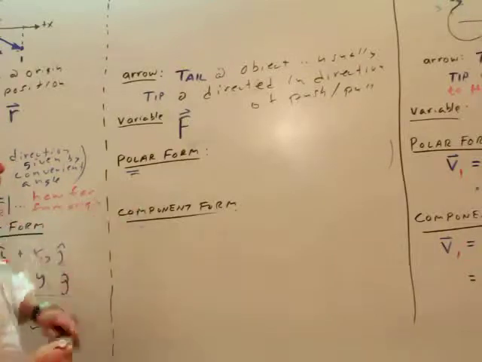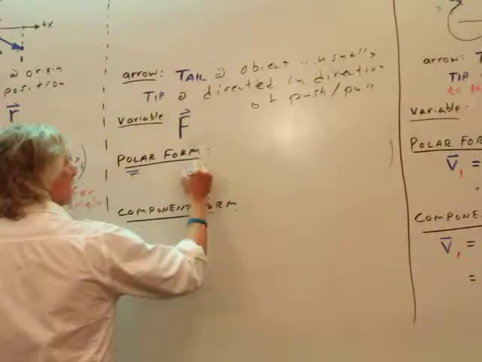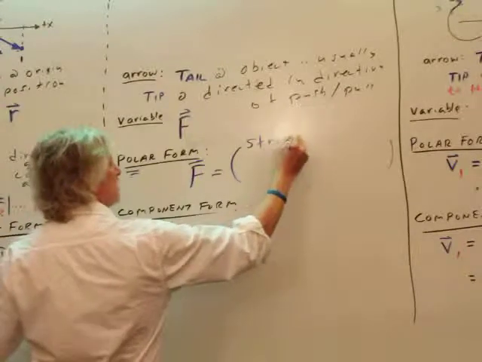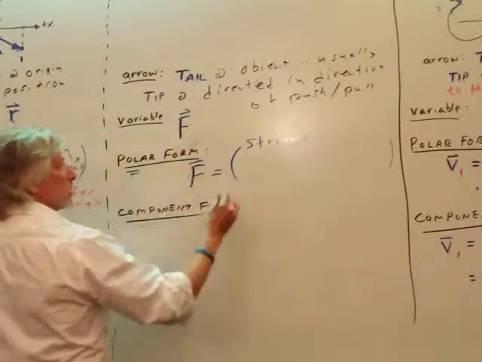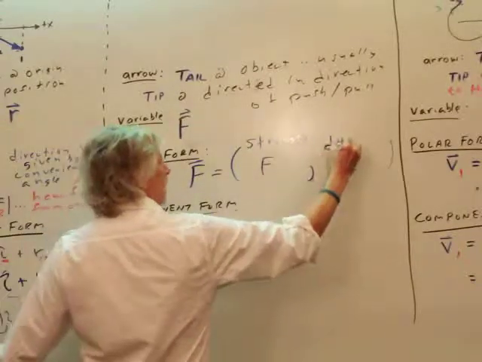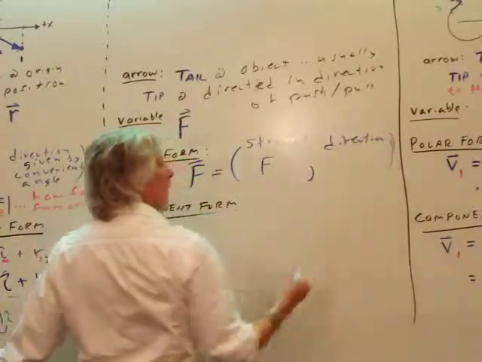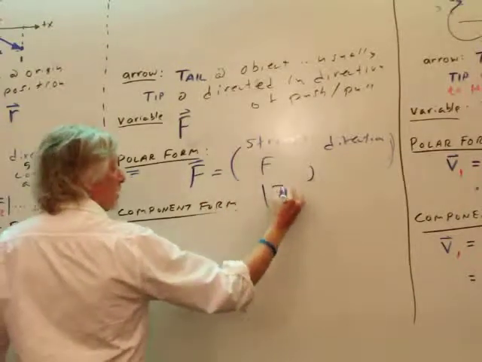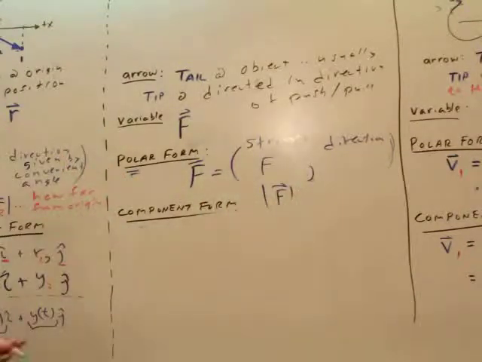But the polar form is simply like that. So the point is that F is equal to the strength. So the magnitude of force is the strength. You can just write it that way. And then again, you've got to give some angle for the direction. And you could write that F, or you can write that F like that. That's the how much.